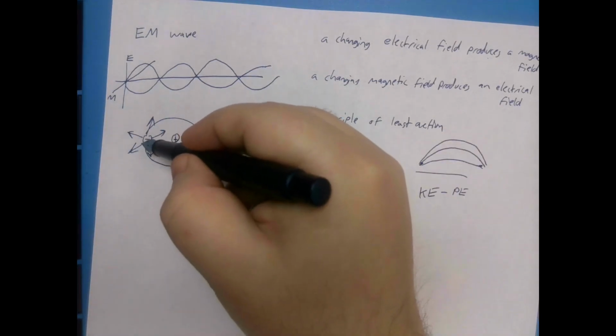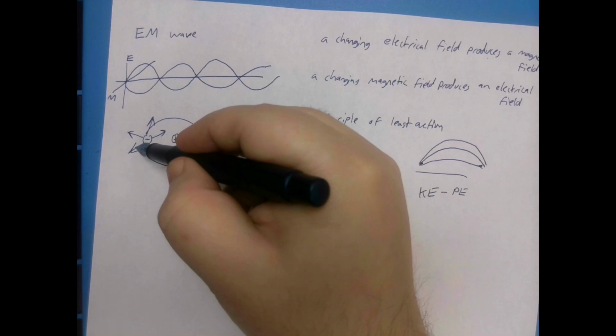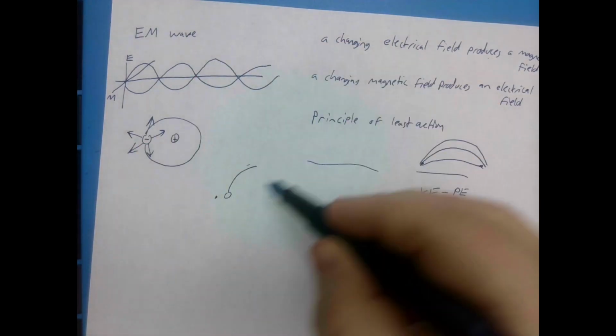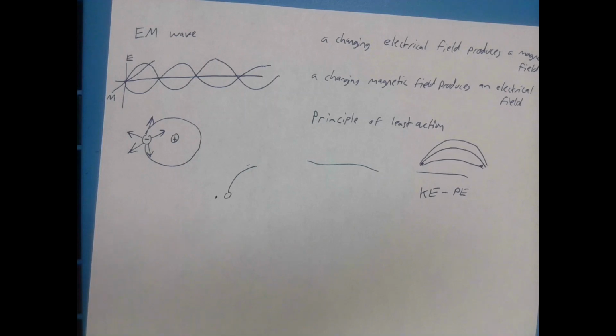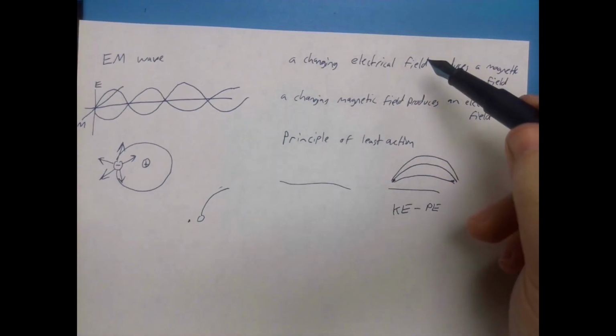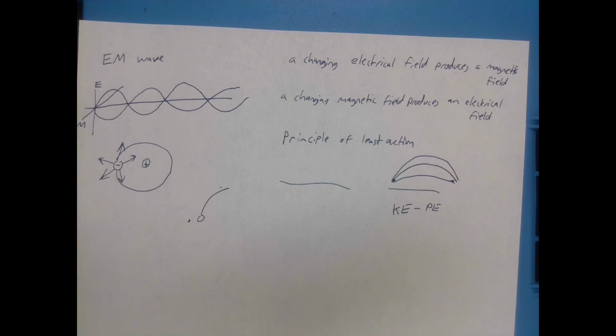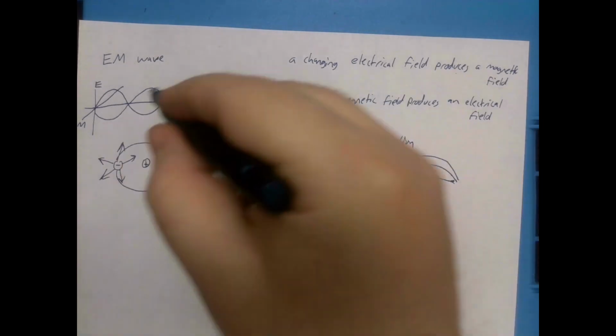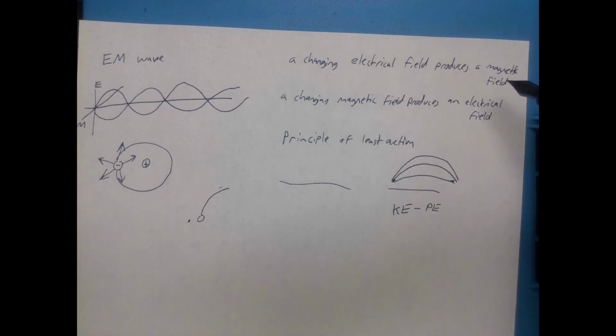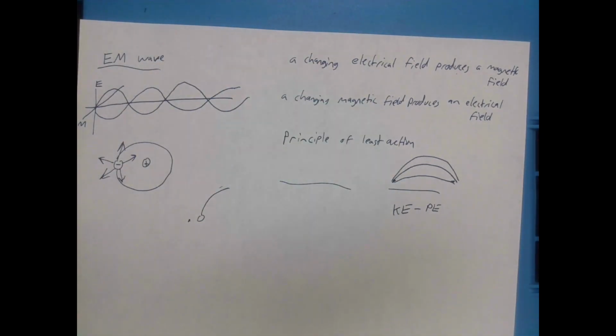So we have a changing electrical field at every point. As the electron goes around the nucleus, what's happening to the electrical field? It's changing. And a changing electrical field produces a changing magnetic field. Because the electron is constantly moving, it's producing a changing magnetic field. So what does the electron do as it goes around? It produces, overall, an EM wave.